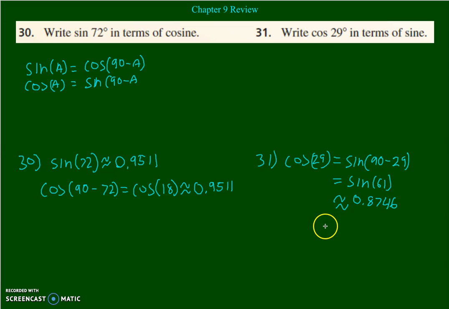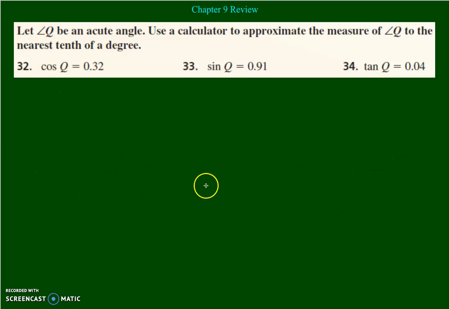And now on to problem 32. Up to this point in our problems, we've been given angles and we've been looking for ratios of sides or a specific side length. In these cases, we're being given a ratio and we're going to be looking for an angle. So we have Q as an acute angle. We want to use a calculator to approximate the measure of Q to the nearest tenth of a degree.